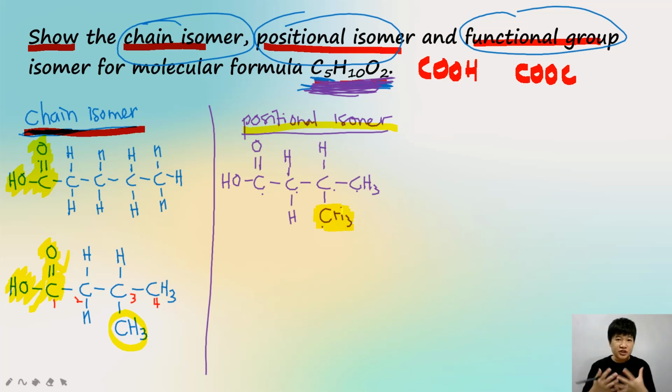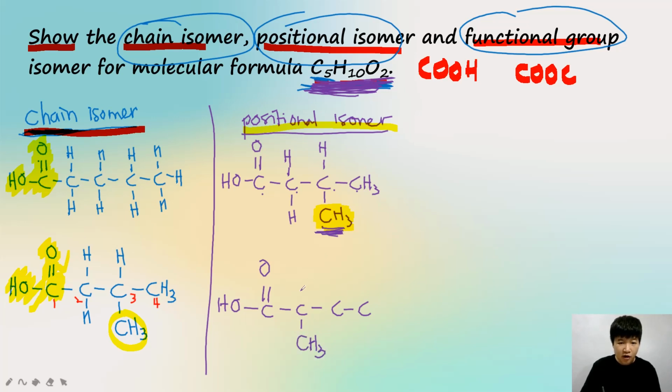Bear that in mind, positional isomer is not only changing the position of the functional group or homologous series. We can also change the position of the branch or the substituent. So the 4 carbon remain, guys. The C double bond O, OH also remain. The only thing that is changing over here is the position of this CH3 moving over here. And complete the carbon with hydrogen that you have. You'll realize that both of these will still be holding C5H10O2. And the only thing that is changing is the position of the substituent.